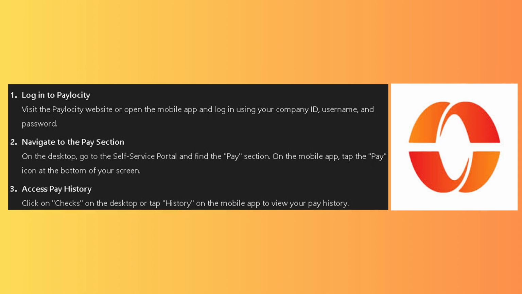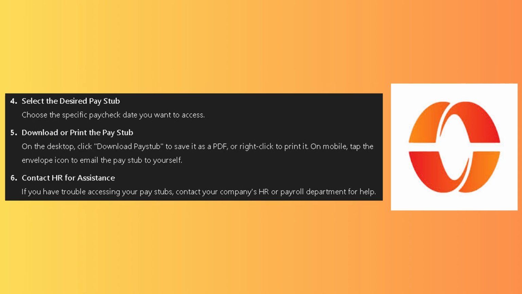Access Pay History. Click on the checks tab on desktop or tap History on the mobile app to view your pay history. Select the desired pay stub. Choose a specific paycheck date you want to access and view.